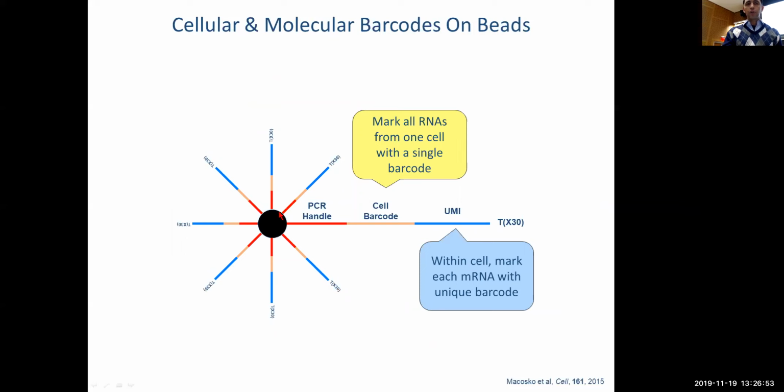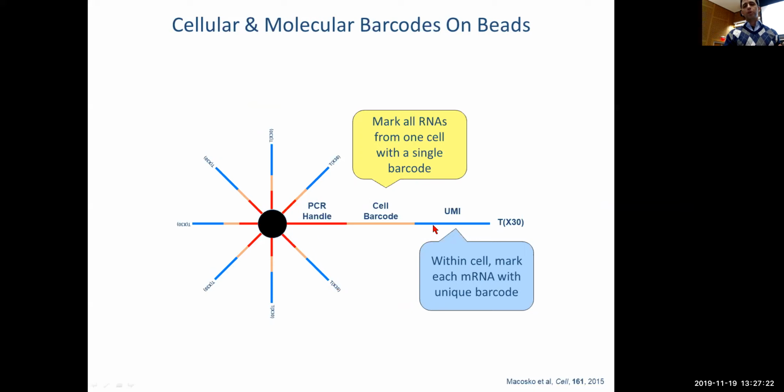So how do you do this? You basically can create these beads that are attached to some PCR handle in red, and then a cell barcode, and then some UMI. What is a UMI? It is a unique molecular identifier that basically allows you to understand if something is a product of simply RNA amplification of the same RNA molecule, or whether these are multiple distinct RNA molecules.